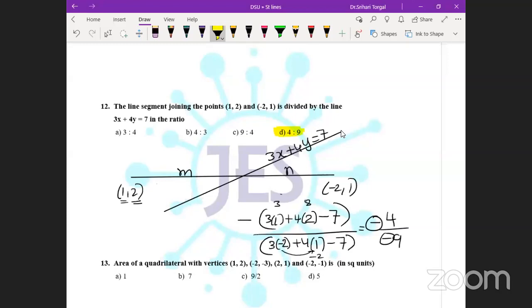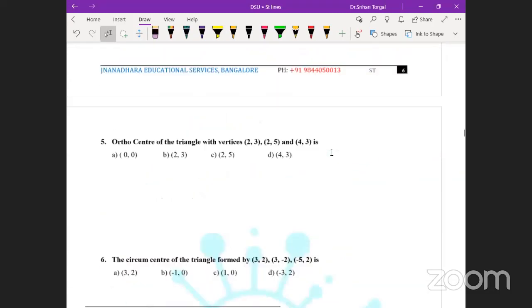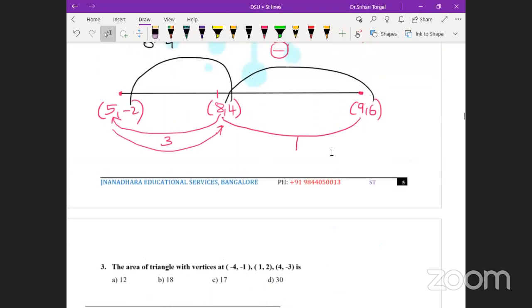So this completes all the types of ratio problems. Is there any problem in which you are finding the ratio in any other way? I don't think so. If the line joining the 2 points is divided by the x-axis, y-axis, another line, or a point, I think all the types of ratio problems are over here, right? Yes. Let me move on to the next problem.